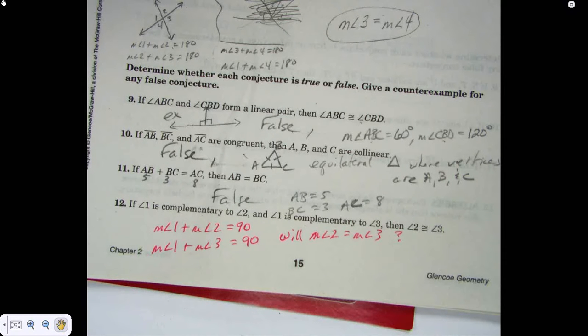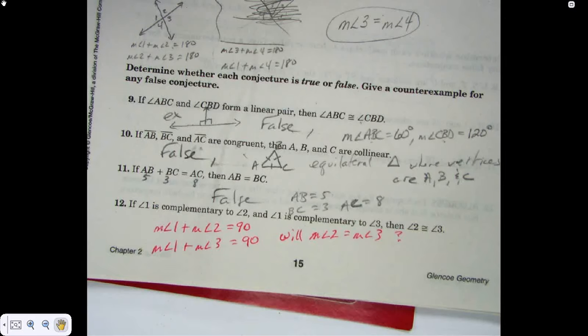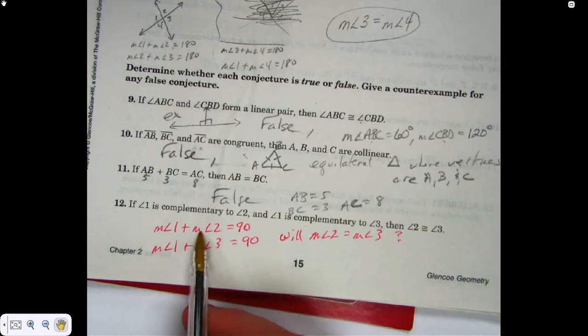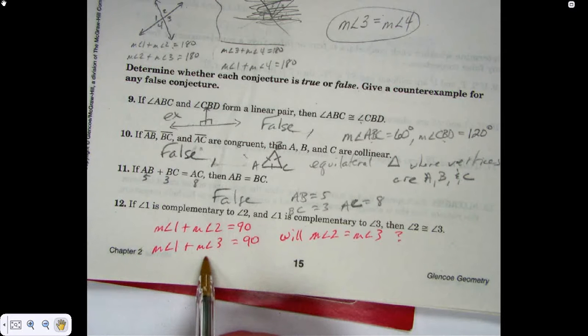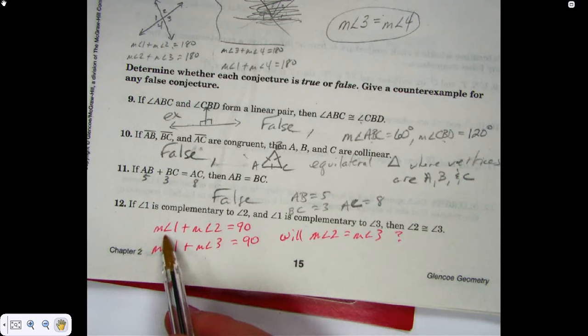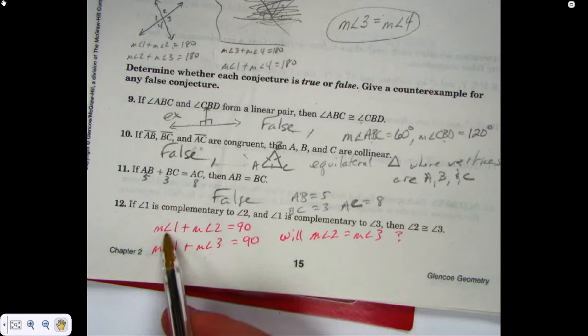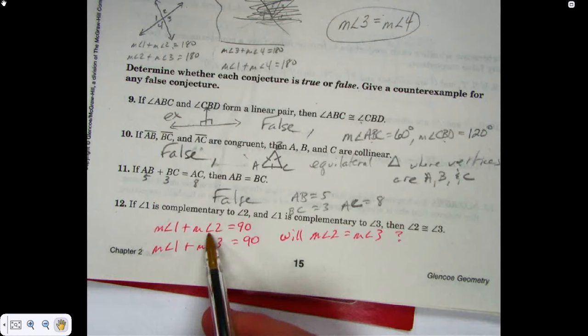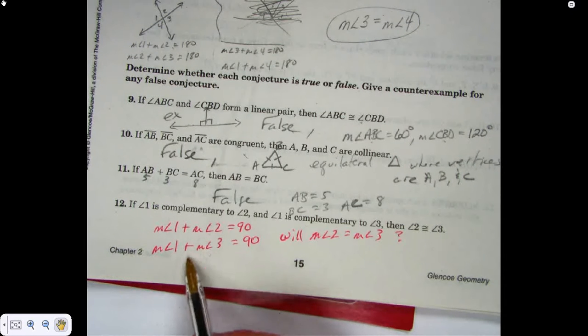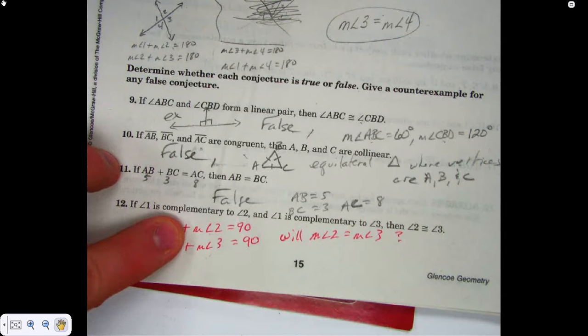Well, if the measure of angle 1 is 60, what would that make the measure of angle 2? 30. What would it make angle 3? 30. Keep putting numbers in. Measure of angle 1 was 10. What would that make the measure of angle 2? 80. What would that make the measure of angle 3? What about if the measure of angle 1 was 85? What would that make angle 2? What would it make angle 3? So each time, angle 2 and angle 3 are what's left out of 90 when you take away the measure of angle 1, correct?